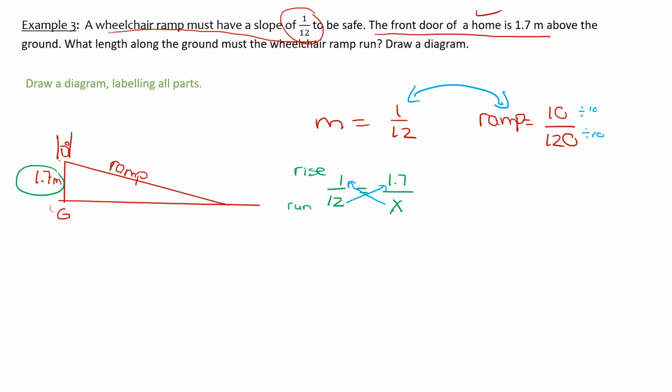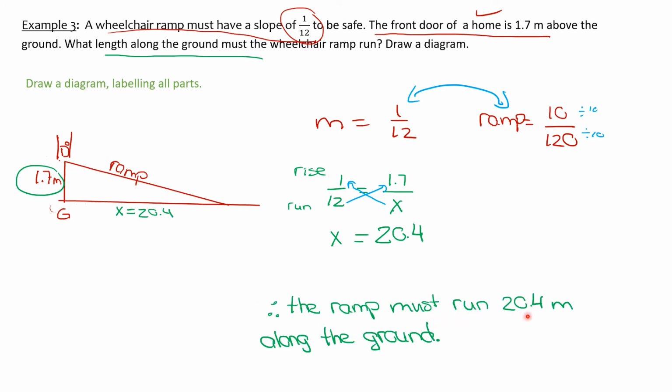So X times 1 is just X. And there's my equal sign. And now we have to do 1.7 times 12 to cross multiply the other denominator up. That's 20.4. So what length along the ground must the wheelchair ramp run? This distance down here, we call this X. That's got to be 20.4. So we need a sentence. The ramp must run 20.4 meters along the ground.